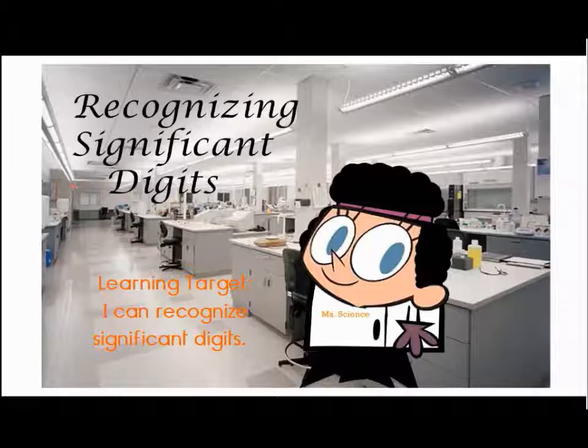So today, our learning target is I can recognize significant digits. Now, what are significant digits? Significant digits are those digits in a number that we consider significant. Those are the ones that we consider to be important. Right now we're going to learn to identify them. We'll talk about why they're important later, once we get a grip on what they actually are.